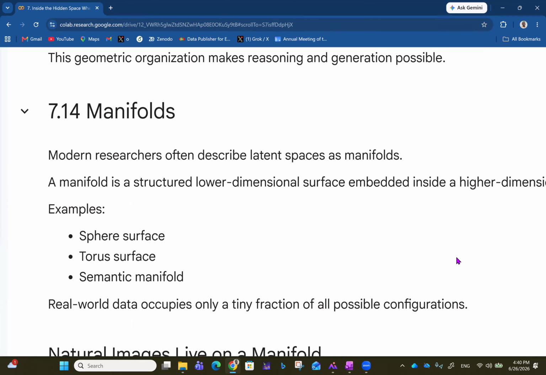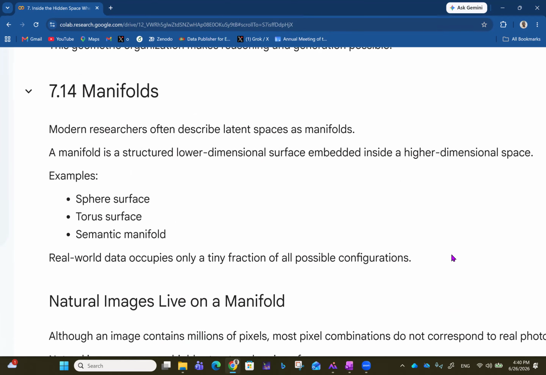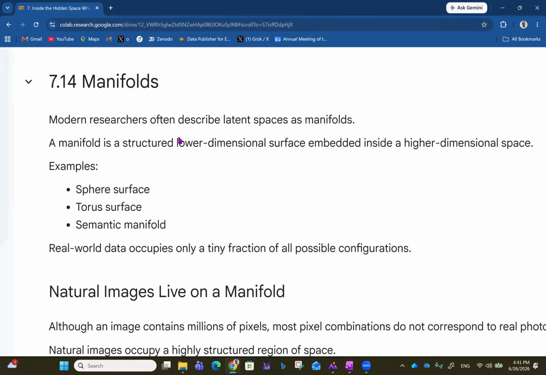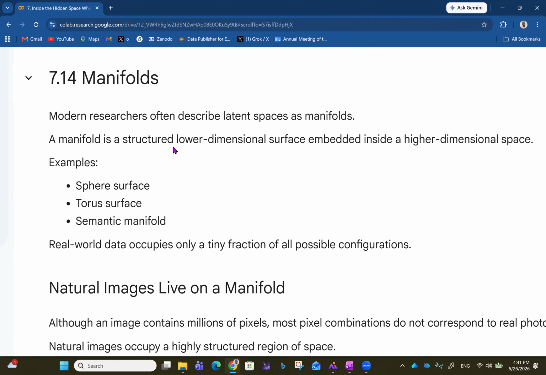And then we talk about the idea of manifolds. Modern researchers often describe latent spaces as manifolds. A manifold is a structured lower dimensional surface that is embedded inside a higher dimensional space, which of course most of the embeddings we do are very high dimensional. So manifolds help to take care of that. Examples: you have a sphere surface, you have a torus surface, you have a semantic manifold.